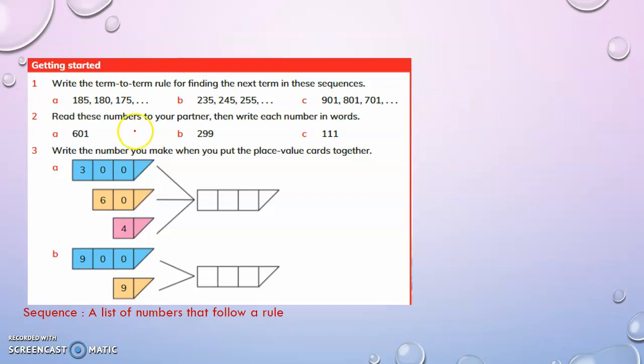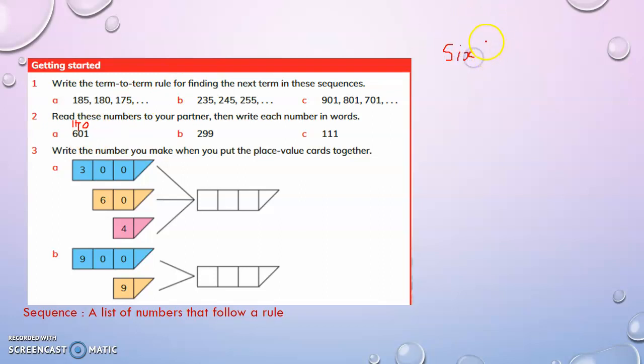Now, moving forward, read these numbers to your partner. Then write each number in words. So, look at the place values: ones, tens and hundreds. The hundreds place has 6. So, this is 600. There is nothing in the tens place. In the ones place there is 1. So, this is 601. So, how do you write it?